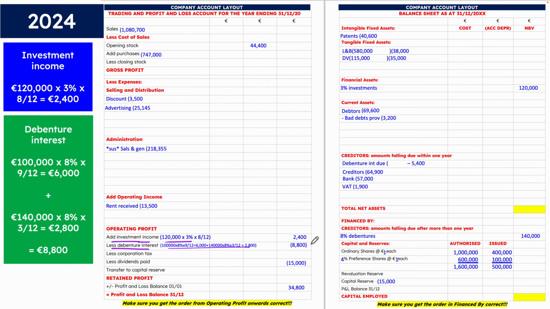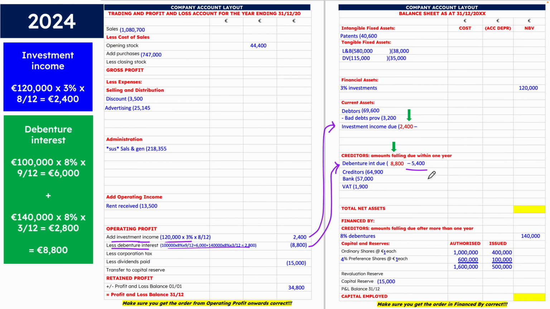So 2,400 investment income for the year, but we're definitely not going to have received it all. Okay, so up into our current assets, we're writing investment income due 2,400, and we'll minus whatever we will have received. The debenture interest then, 8,800. Okay, so 8,800 is the debenture interest for the year, but we will not have paid it all. So the 8,800 will go there, and then we had this 5,400 in the trial balance, and there might be a few more adjustments that will affect that, but we'll figure it out when we get to the end of the question.